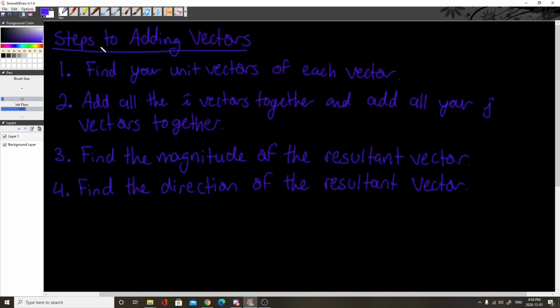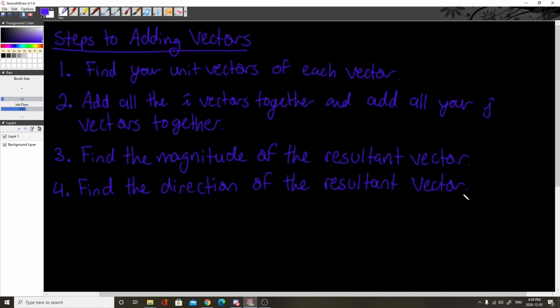So here are the steps to adding vectors. Step number 1, find your unit vectors of each vector. Sometimes they will be given to you, other times they will not. So you may have to find your unit vectors. Step number 2 is add all of the i vectors together, and add all of your j vectors together. This will give you the resultant vector in unit vector form. Step 3 is then find the magnitude of the resultant vector. And step 4 is find the direction of the resultant vector.